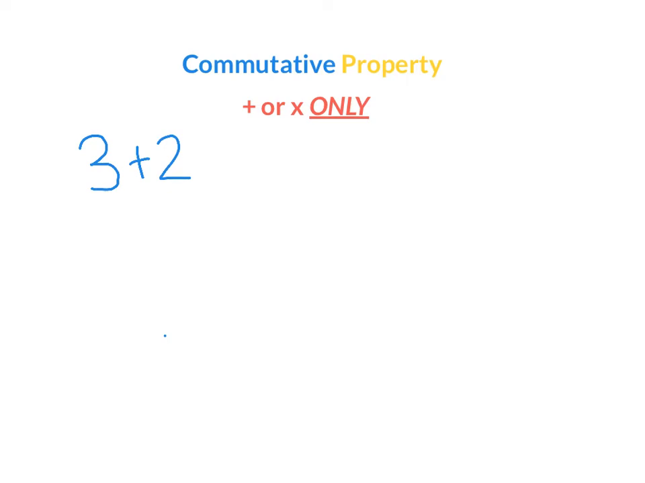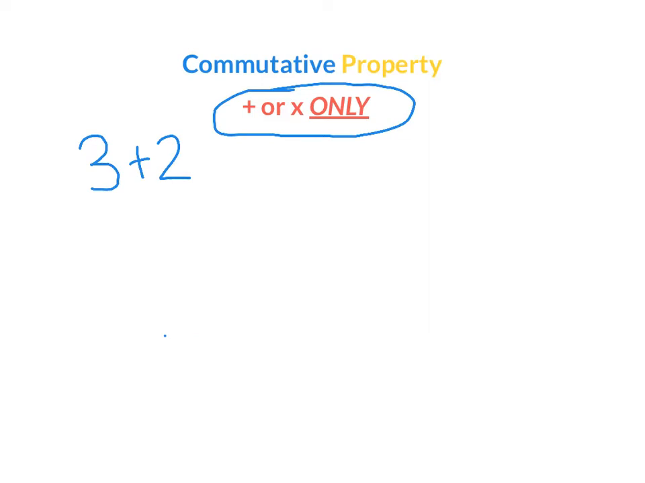Let's talk about some different properties that we've learned about this 6 weeks. Let's start with the commutative property. The commutative property only works for addition or multiplication problems, only adding or multiplying. Don't be the person who does this for division or subtraction. Don't do it. It's only for adding or multiplying.